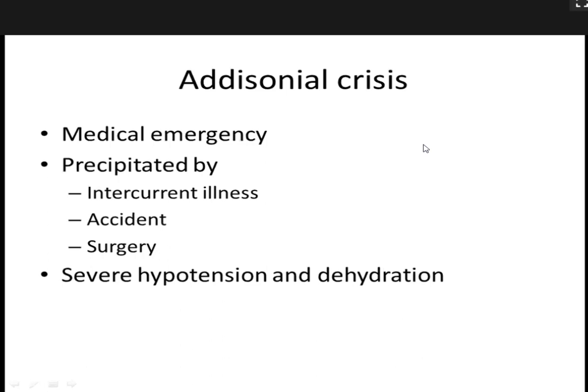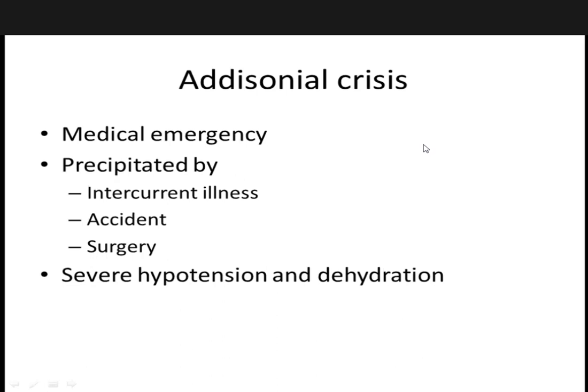Right. And sometimes a patient can present with severe hypotension and dehydration due to either primary or secondary adrenal failure, right? And this is called Addisonian crisis. So if you do not recognize and do not treat these patients, then patients can actually die. So it is a medical emergency.